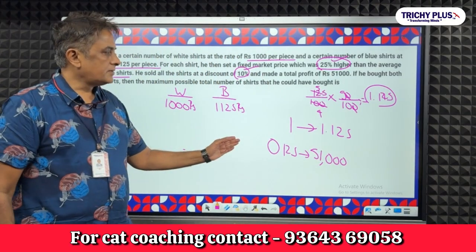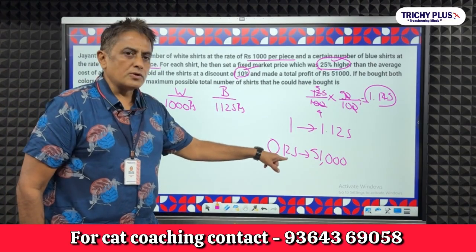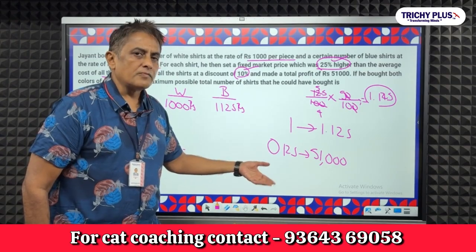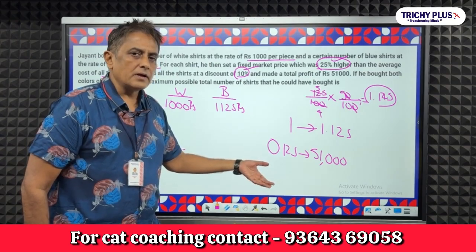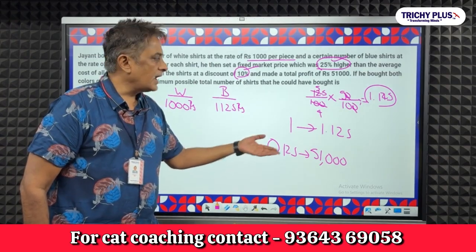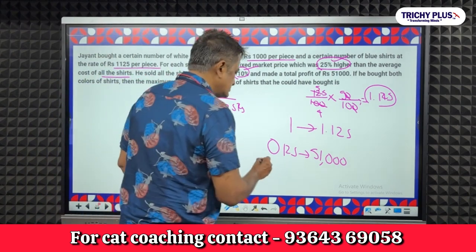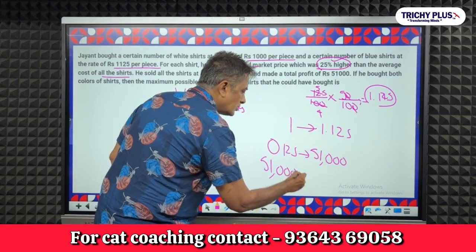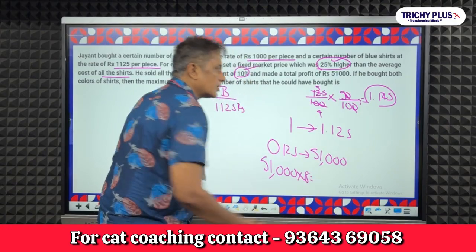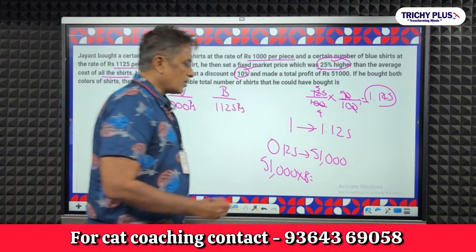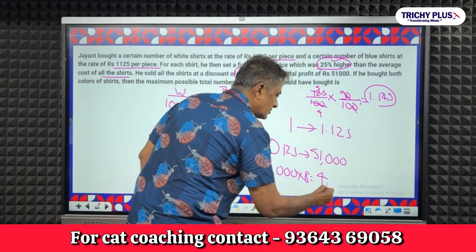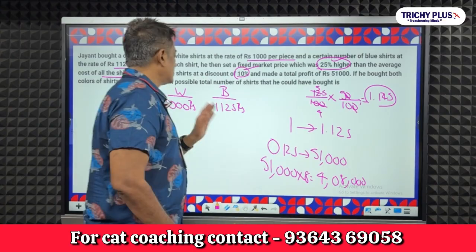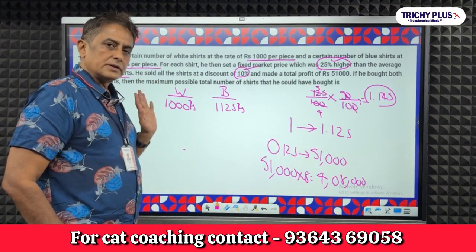Is this point clear? Now 0.125, how many times does it go in 1? 0.125 2 times is 0.25, 4 times is 0.5, 8 times is 1. That means 51,000 into 8 is going to be the cost price. I hope you get it. The cost price is going to be equal to 4,08,000.